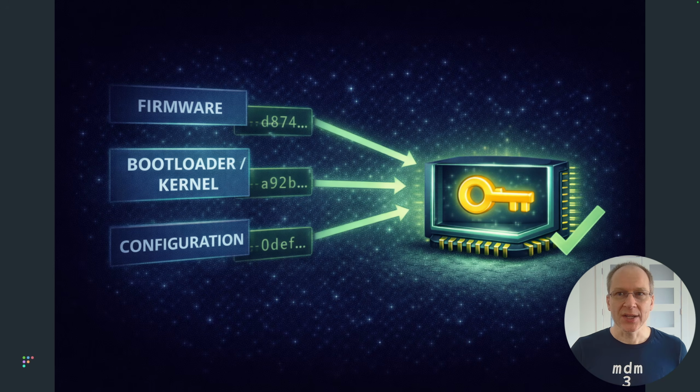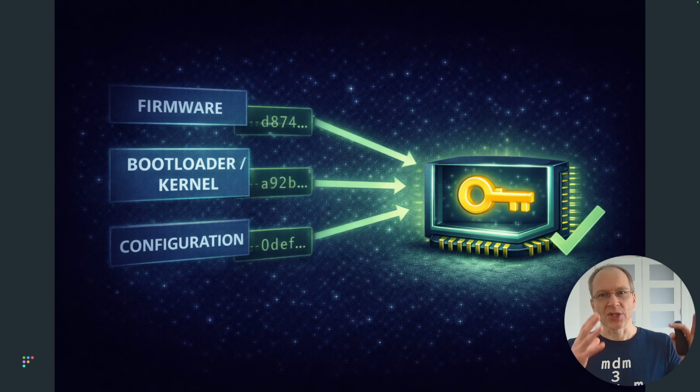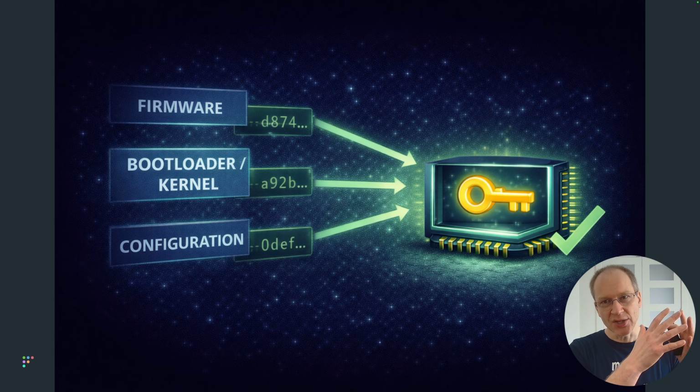Which brings us to the next term, measurement. Measurement is how hardware answers the question, what is the system actually running right now? It takes cryptographic hashes of firmware, bootloaders, kernels, sometimes even configuration, and those measurements become part of the hardware's internal state, and keys can be bound to those measurements. So the hardware can say, I will only use this key if the system looks like this. If the system changes, the key stays sealed.